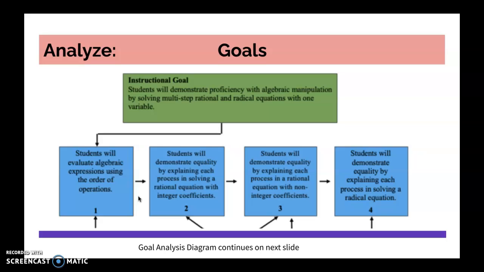Okay, so there's going to be 4 parts to get to that goal. Evaluating expressions using order of operations, demonstrating equality and explaining the process when solving rational equations with integer as well as non-integer coefficients, and lastly by demonstrating equality and explaining the process when solving a radical equation.